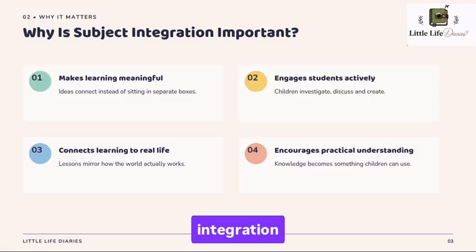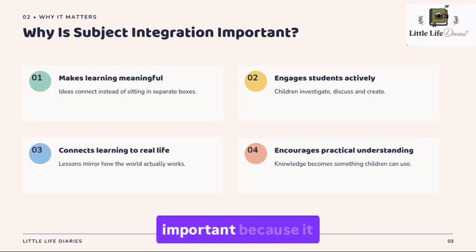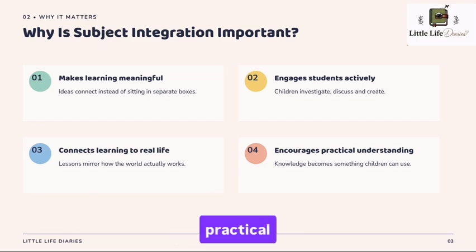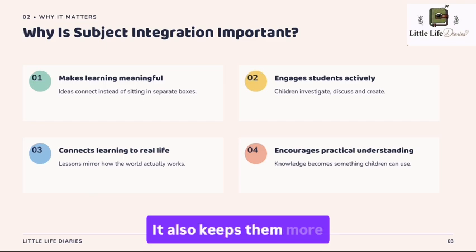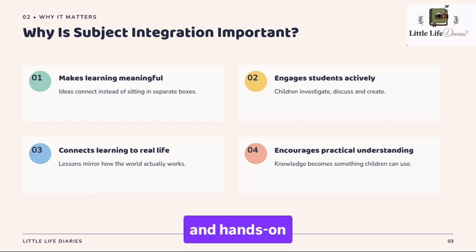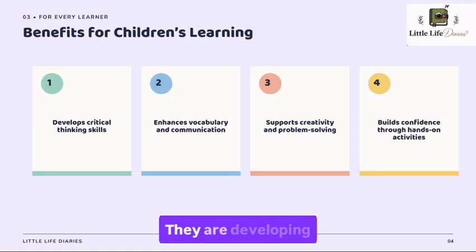This helps children see that learning is not separate pieces of information, but something connected and useful in real life. Why is subject integration important? Subject integration is important because it makes learning more meaningful, interesting, and practical. Children understand better when they can relate what they are learning to real life experiences. It also keeps them more engaged because lessons become active, creative, and hands on. When children learn through connected subjects, they are not only memorizing facts, they are developing understanding.